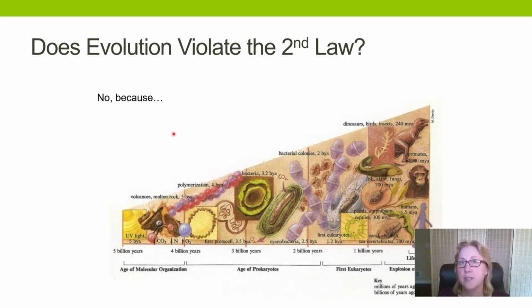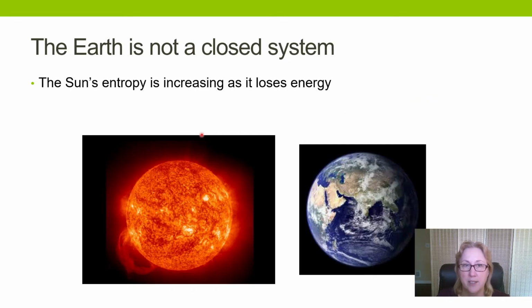No, because the Earth is not a closed system. And the second law says that in a closed system, entropy will increase. So what's a closed system? A closed system means that energy is not coming in or going out of the system, and mass is not coming in or going out.